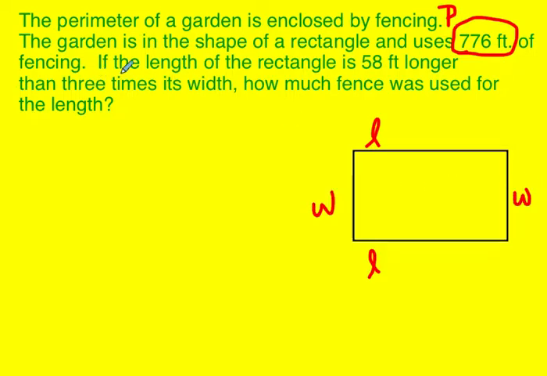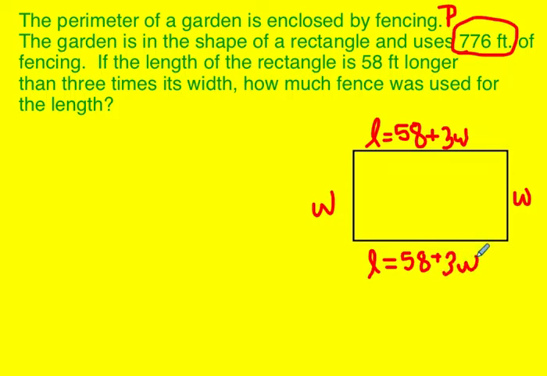And then if we move into this sentence, it says if the length of the rectangle is, so L equals 58 feet longer than. So longer than is another way to say more than. So that is an addition statement. 3 times its width. So that would be 3 times W. So we now have this expression, 58 plus 3W, that describes our length. So that's what we're going to need to be successful with solving this problem.